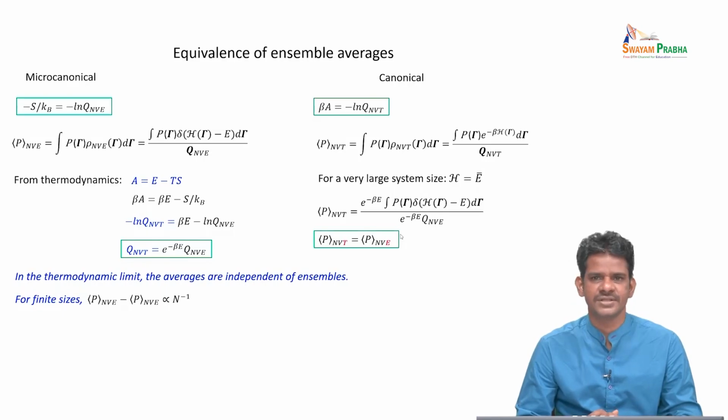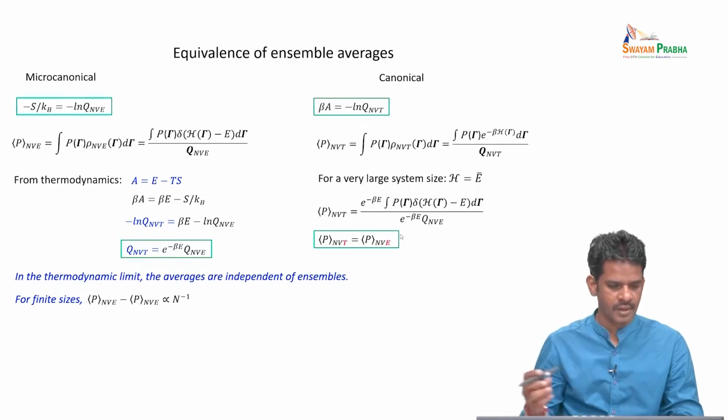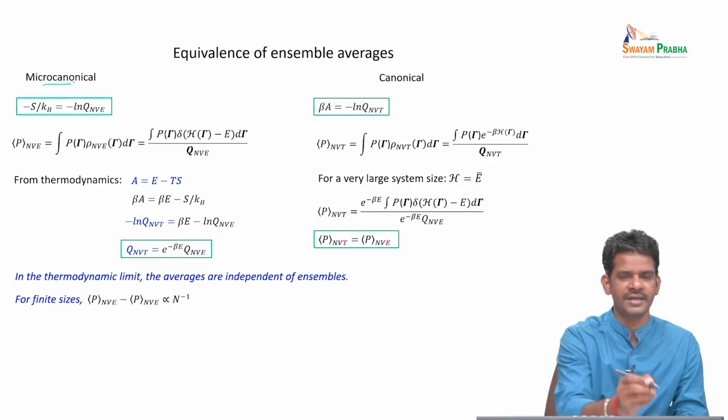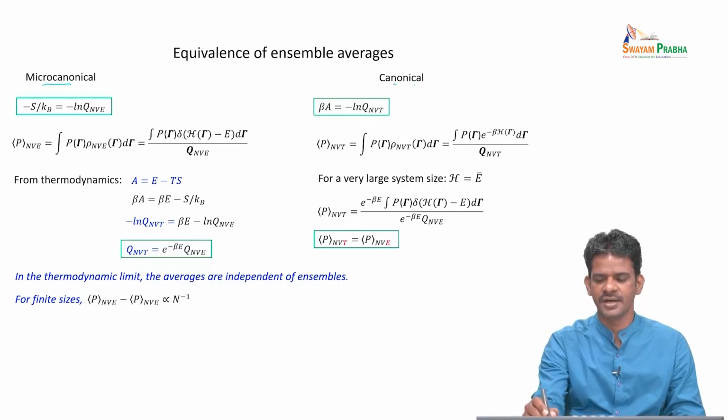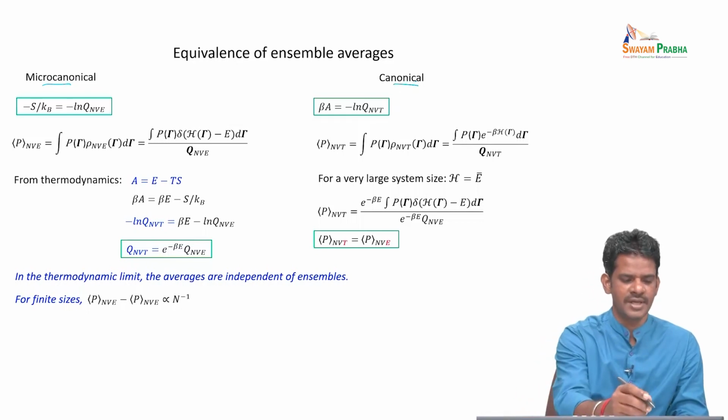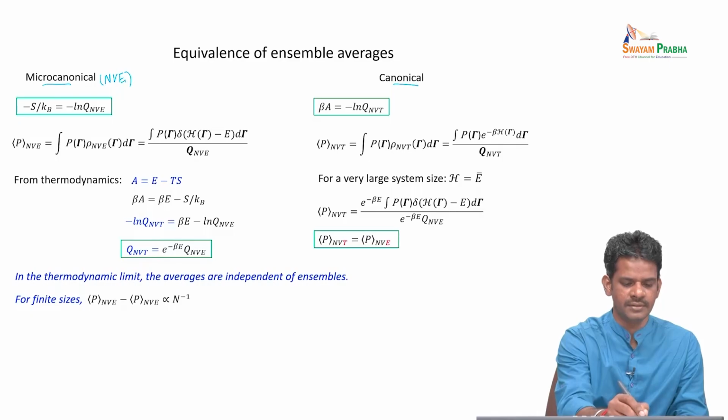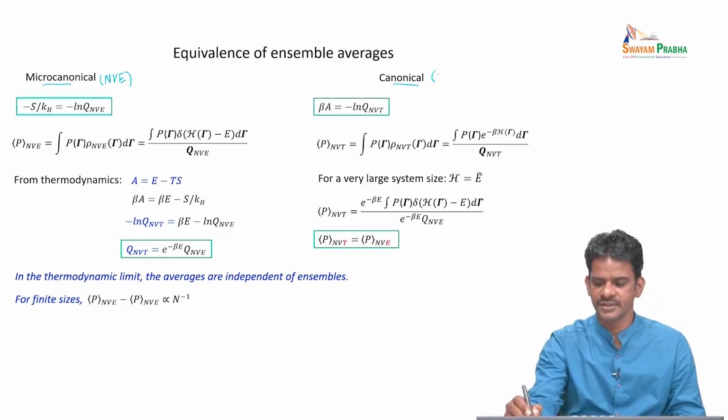However, when the system size becomes smaller and smaller, then you see a difference between the measured properties in two ensembles. So, in order to prove this, we take two ensembles, the microcanonical ensemble and the canonical ensemble. As you note, the microcanonical ensemble has fixed N, V and E, and the canonical ensemble has fixed N, V and T.